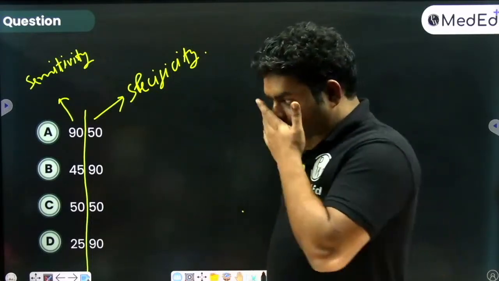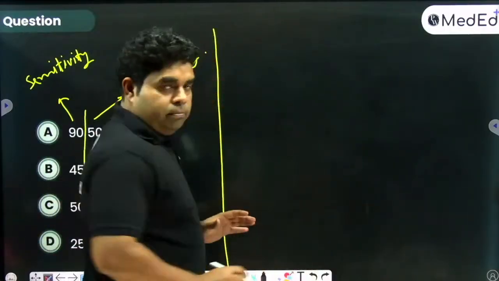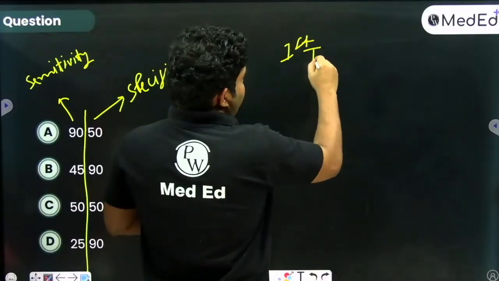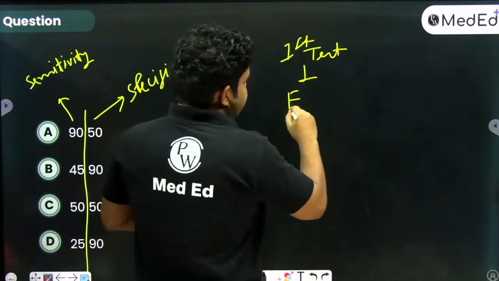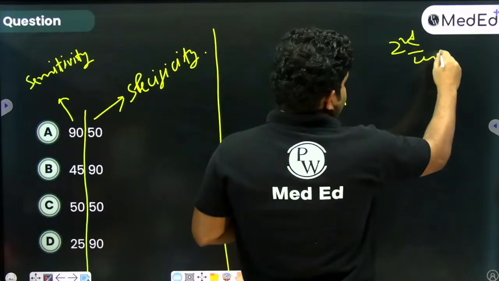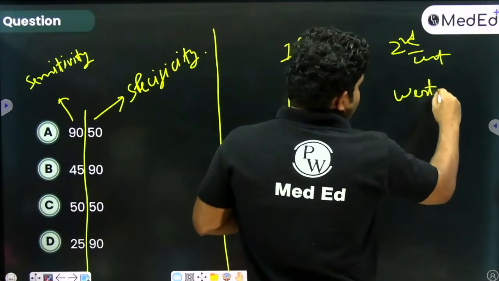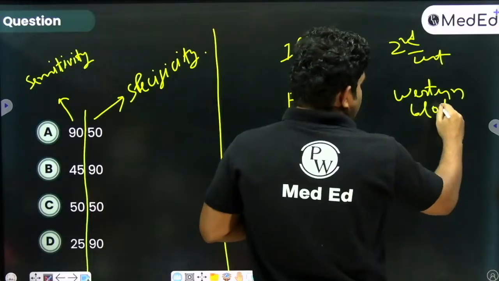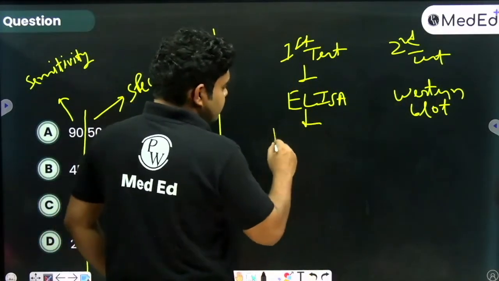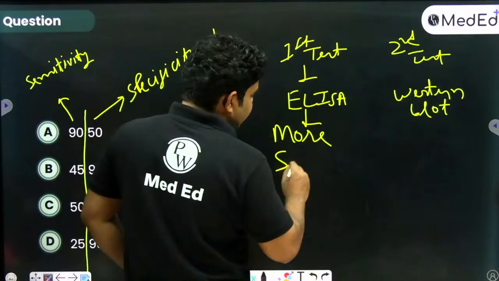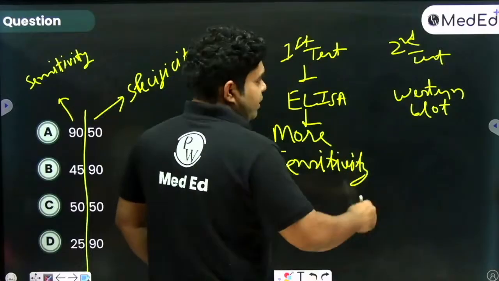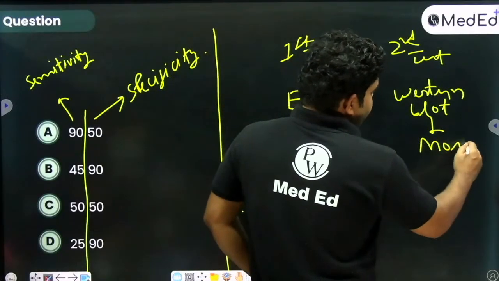तो देखो सीधी सी बात क्या है कि we all know that when we do the first test, like in case of HIV, the first test is ELISA and the second test is Western blot. And why do we do ELISA first and Western blot after ELISA? Because ELISA has more sensitivity and Western blot has more specificity.